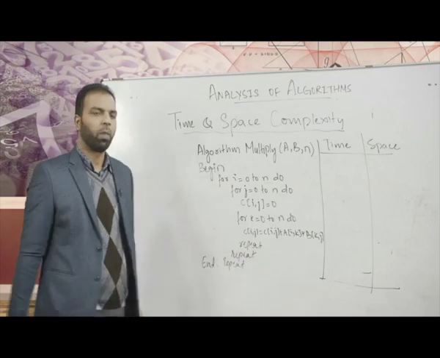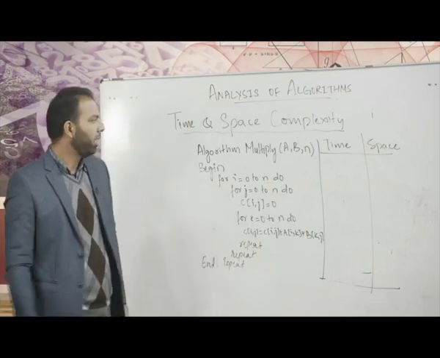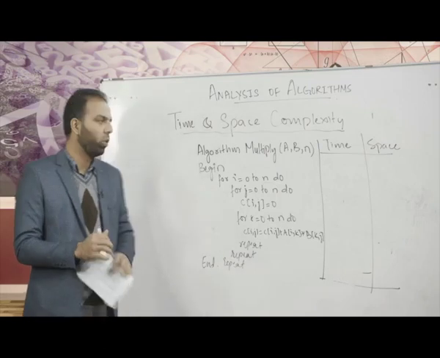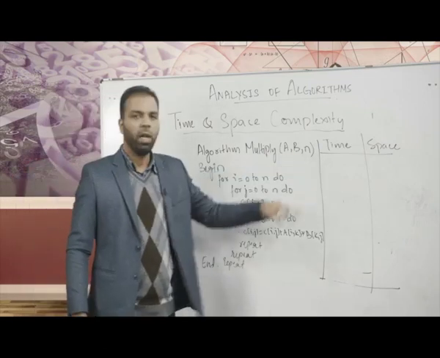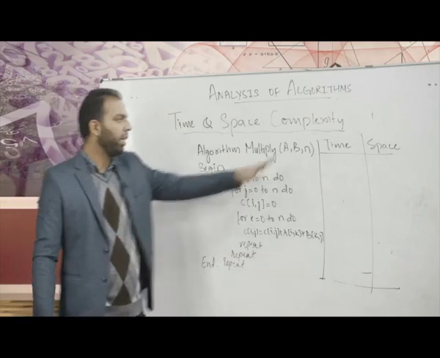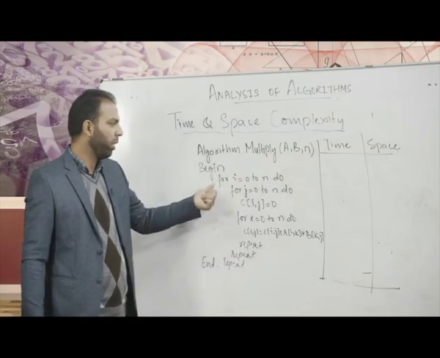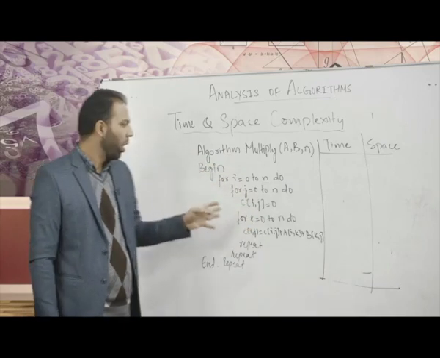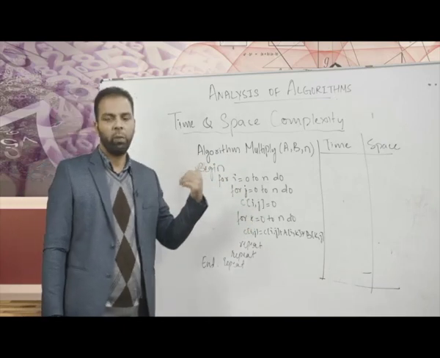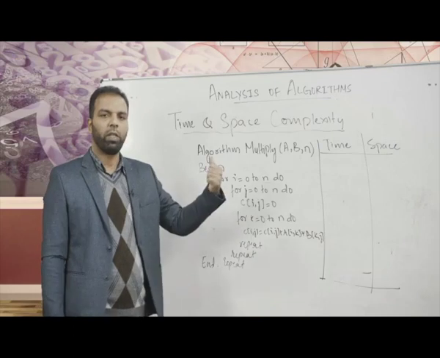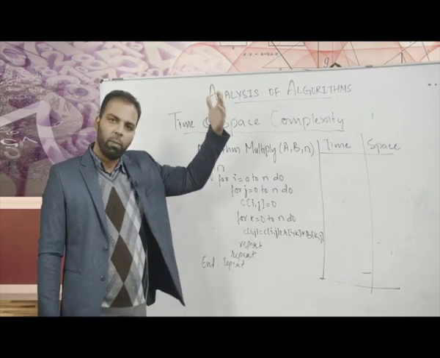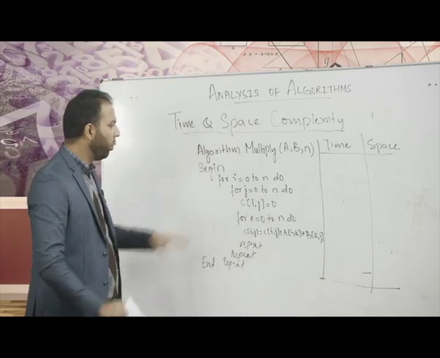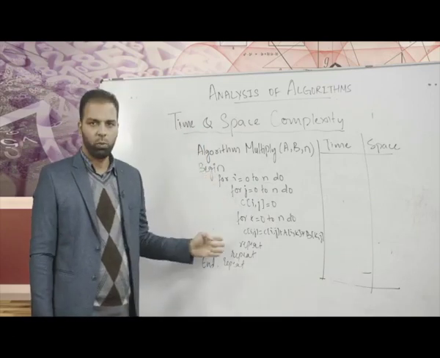So we will take another example. This algorithm multiplies 2 matrices. We have 2-dimensional arrays A and B, and n is the length. What this algorithm is doing is multiplying A cross B. If we multiply 2 matrices, you know that we have to take the row of the first matrix, multiply it with the column, and repeatedly add those values. So we need 3 for loops.